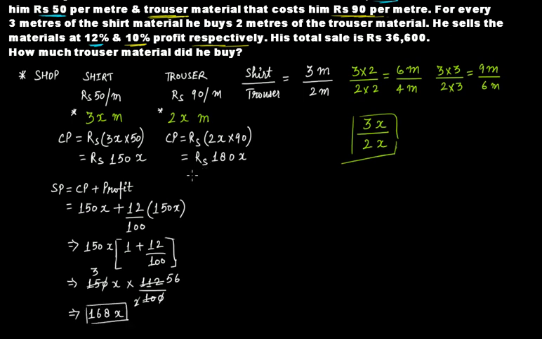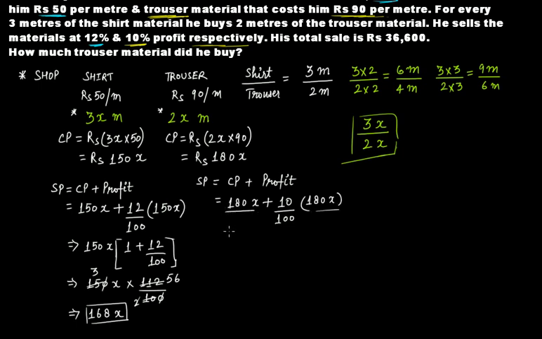Let's do it for this one. What will be the selling price in the case of trouser material? Now selling price is again cost price plus profit. Cost price is 180x. Profit is 10%, 10% on the cost price. So cost price is 180x.